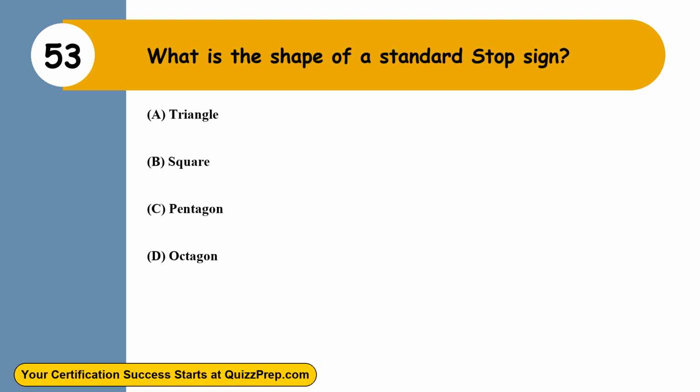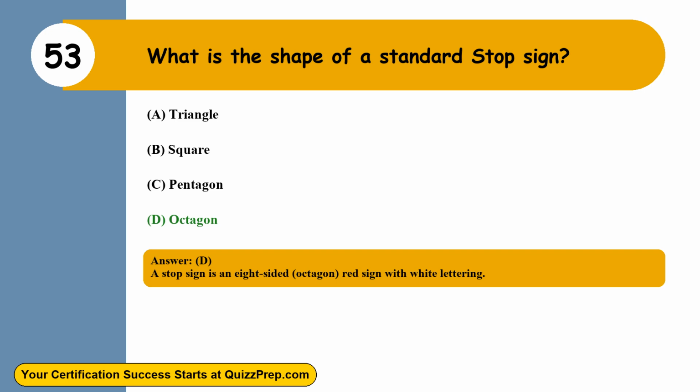Question 53. What is the shape of a standard stop sign? Option A, triangle. Option B, square. Option C, pentagon. Option D, octagon. The correct answer is option D, octagon. A stop sign is an 8-sided, octagon, red sign with white lettering.